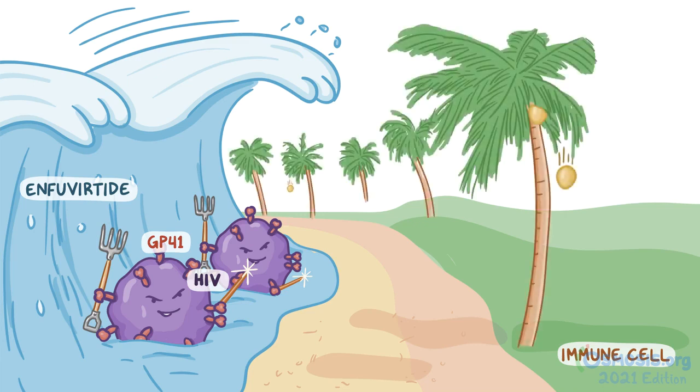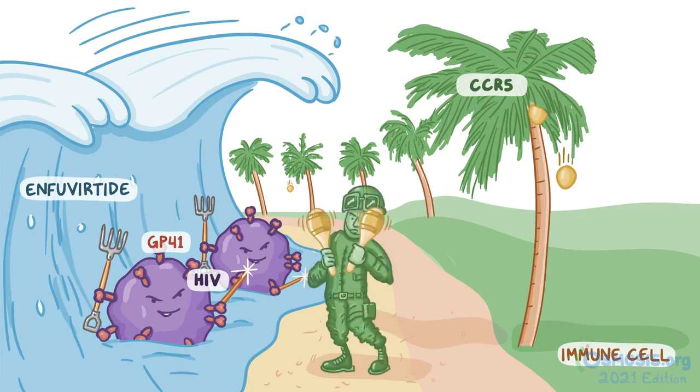On the beach are 5 coconut trees, representing the CCR5 protein. Patrolling by the trees is a soldier armed with a pair of maracas, representing maraviroc. He's pretty diligent in preventing the viruses from making it to the tree lines, but the HIV that doesn't target CCR5 can still make it past him. Now, some of these lucky viruses aren't so lucky after all.